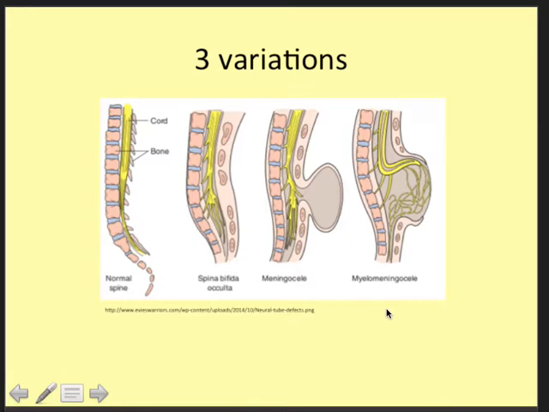Here we see the different variations depicted systematically. On the left hand side a normal spine. This panel shows a spina bifida occulta, and here we see the meningocoele and the meningomyelocele, where clearly also the nervous system is protruding in the cyst in the sac.